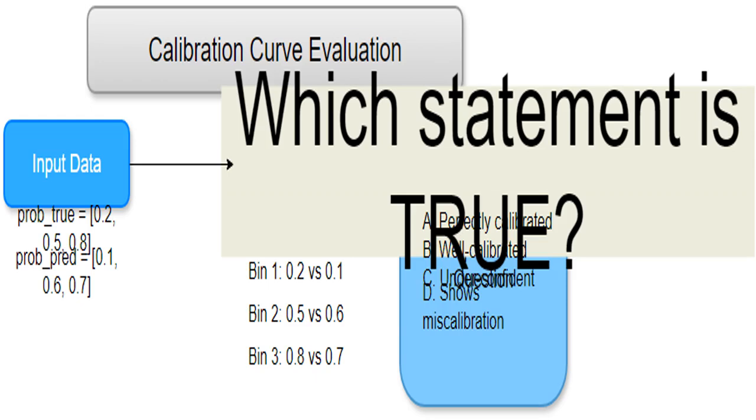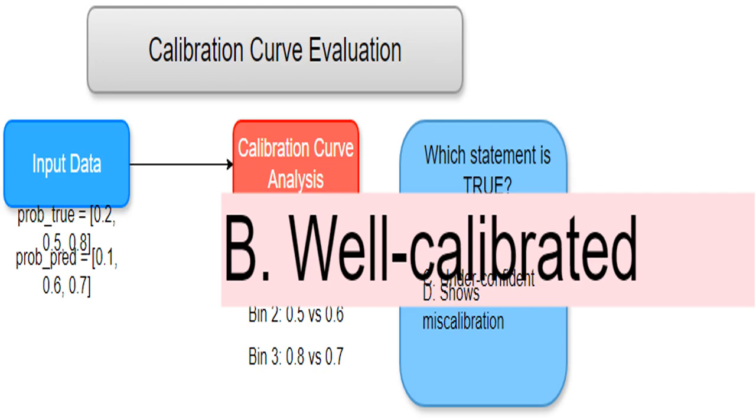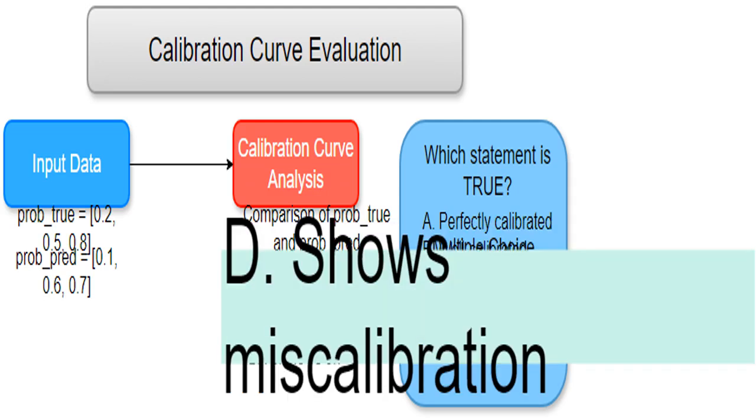Now, I will evaluate which statement best describes the model's calibration based on the comparison. This is not true because the model's predicted probabilities don't exactly match the true probabilities. This is also incorrect. There are consistent differences between predicted and true probabilities, even if the differences are small. This isn't completely accurate either. While the model underpredicts in one bin, it overpredicts in others. This is the correct answer. The consistent differences between prob_true and prob_pred show miscalibration.